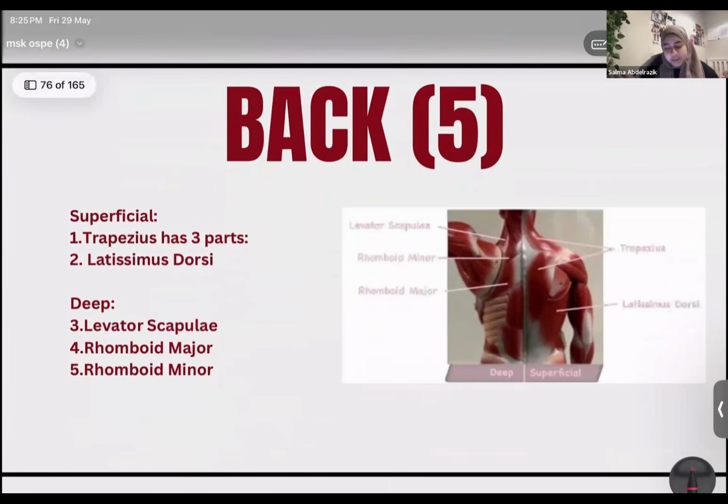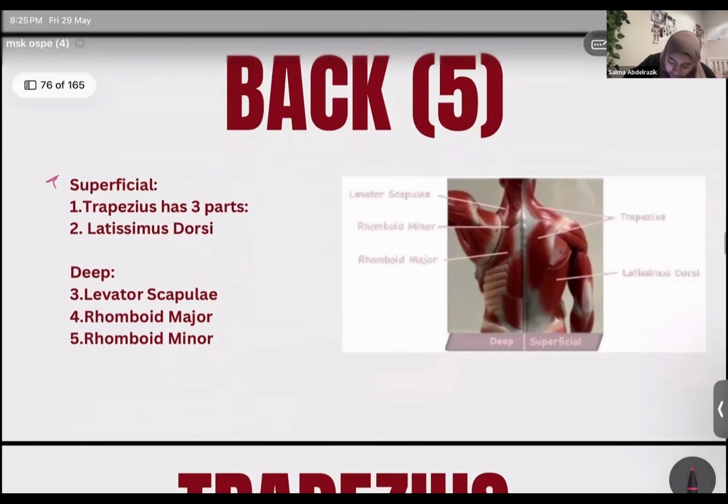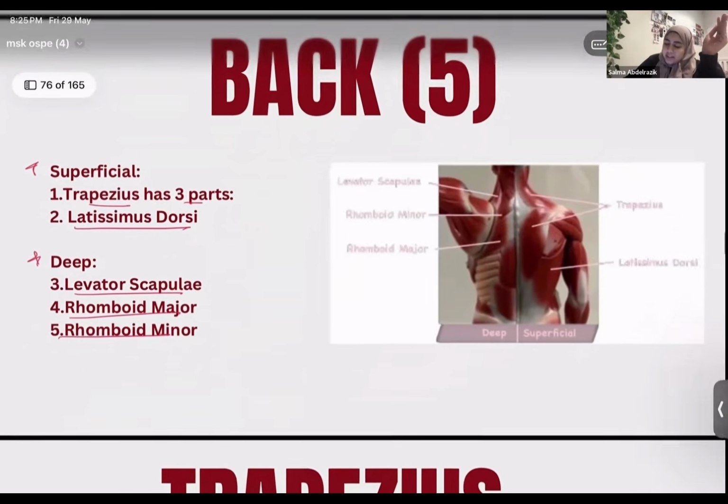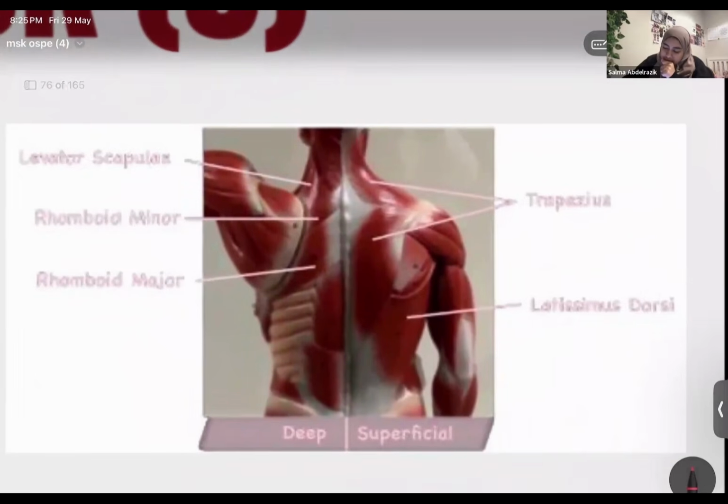Okay. Now back. We have superficial and deep. You don't have to know the difference, but just know the muscles themselves. Superficial, you have the trapezius, which has 3 parts, we'll discuss later, and you have latissimus dorsi. And the deep, you have levator scapulae, rhomboid major, rhomboid minor. Let's look at this beautiful picture. There's a continuation on the other side. This is the trapezius. And then latissimus dorsi is the part under it.